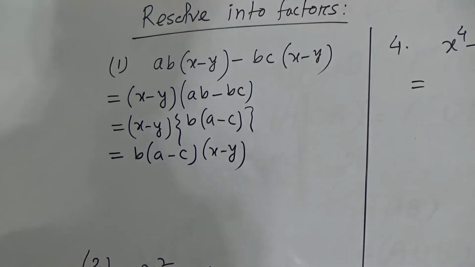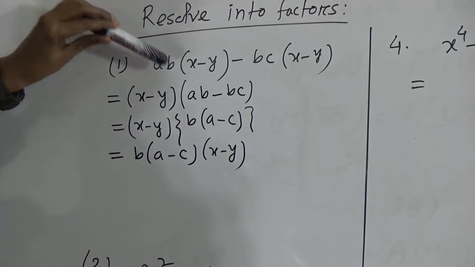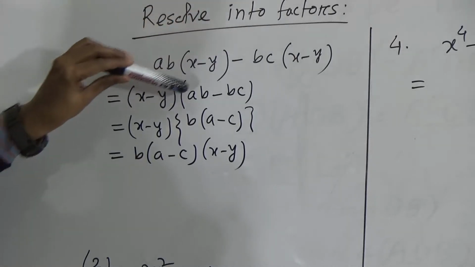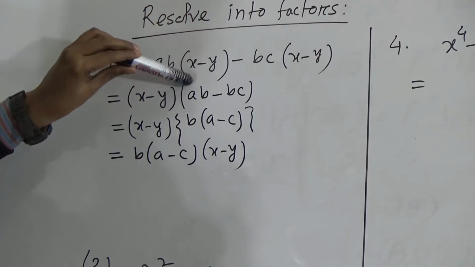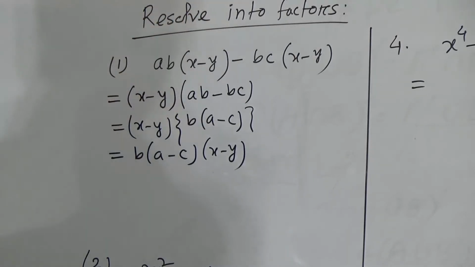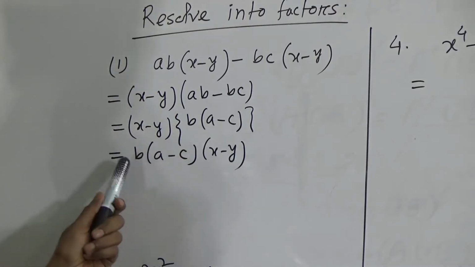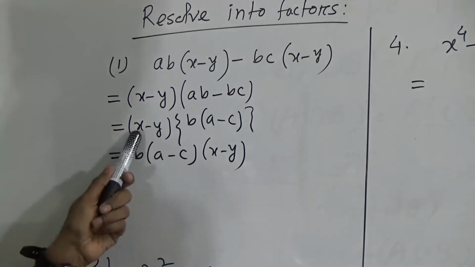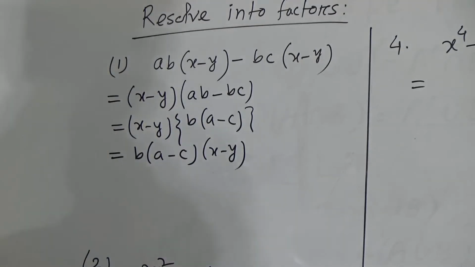Okay student, I hope you understood. You see AB, BC, B is the common, then A and C. I have written here A minus C, B, x minus y. Okay, now I'll solve question number 2.